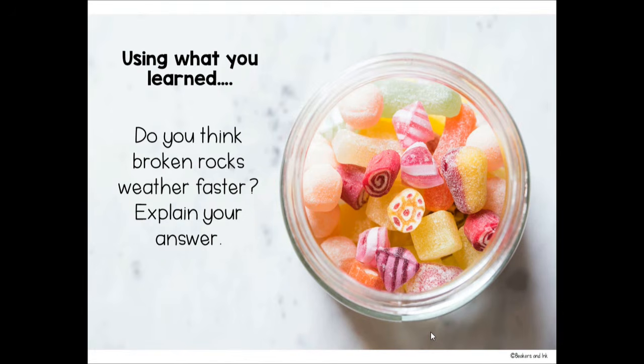Now, imagine that I broke that sugar cube in half. Instead of having 6 sides to weather, I now would have 12 sides to weather at the same time. And if I broke that half in half, instead of having 12 sides to weather, I'd have 18 sides to weather. So you get the idea. Broken rocks definitely weather faster because there's more surface area to weather.